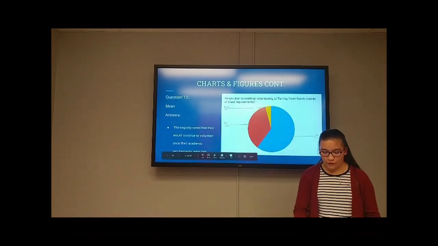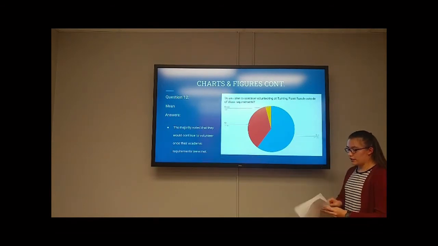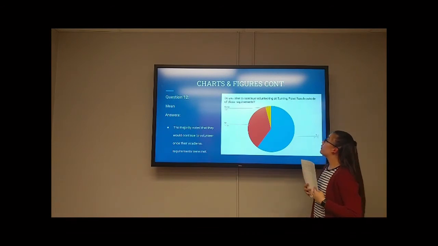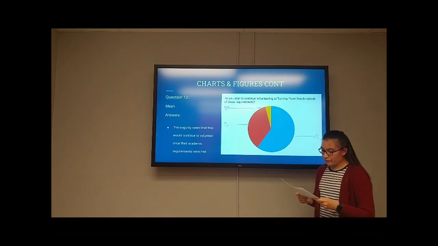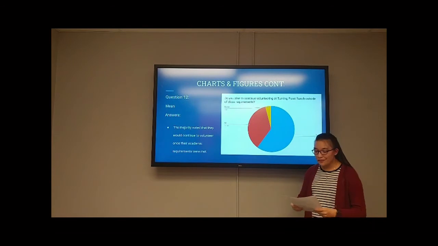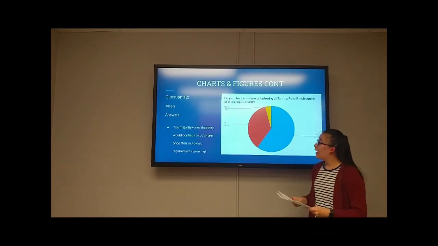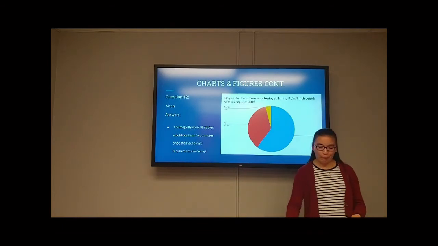So for question 12, we used the mean to determine our statistics. And for this question, we asked, do you plan to continue volunteering at Turning Point Ranch outside of class requirements? 15 of the individuals indicated that yes, they would love to volunteer after they finish their requirements. 9 individuals said no, and 1 said maybe.